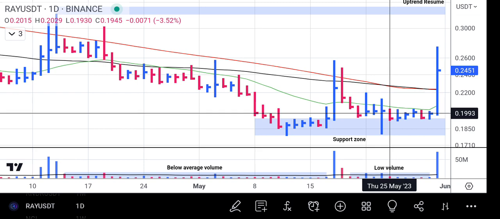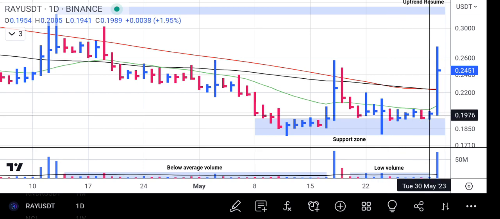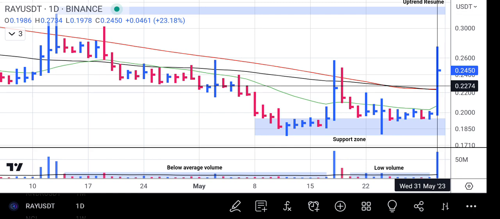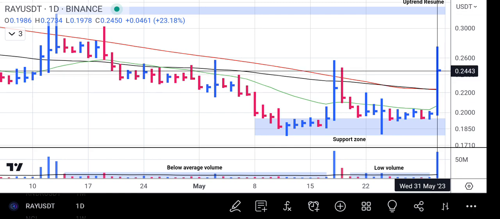Then the price ranged for several periods, about 6 sessions, and after the price ranged for 6 sessions, suddenly the buyers came in with full force and a show of strength, which sent the price upward drastically, and it launched with explosive volume, which shows that the buyers have finally come back and they've resumed the uptrend in Radium.